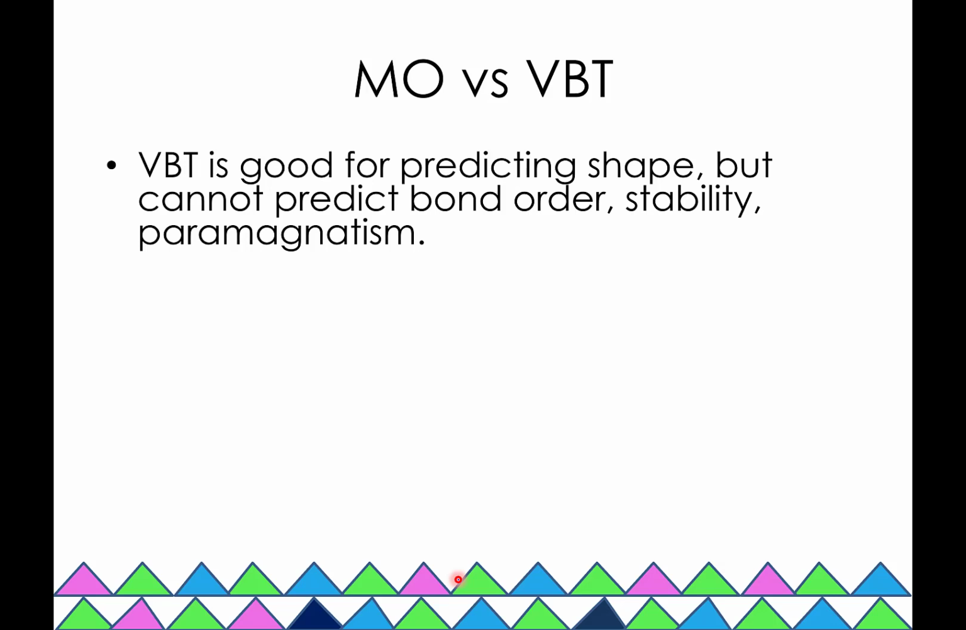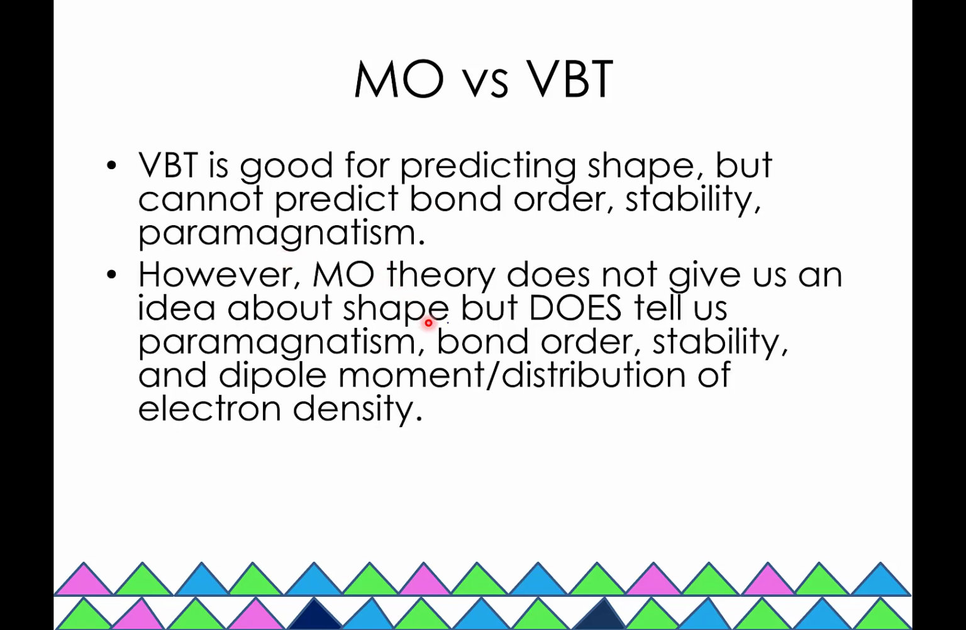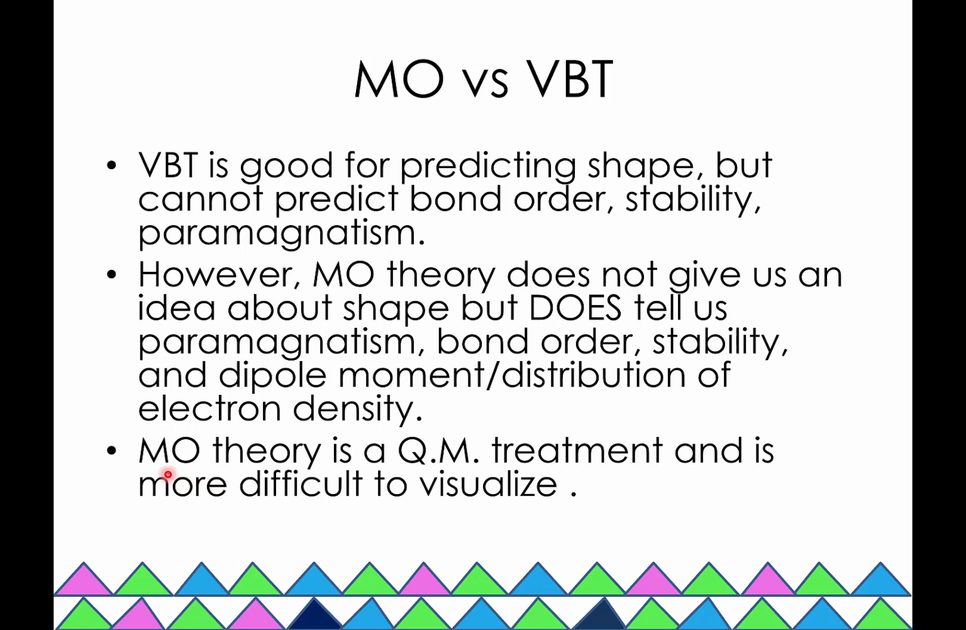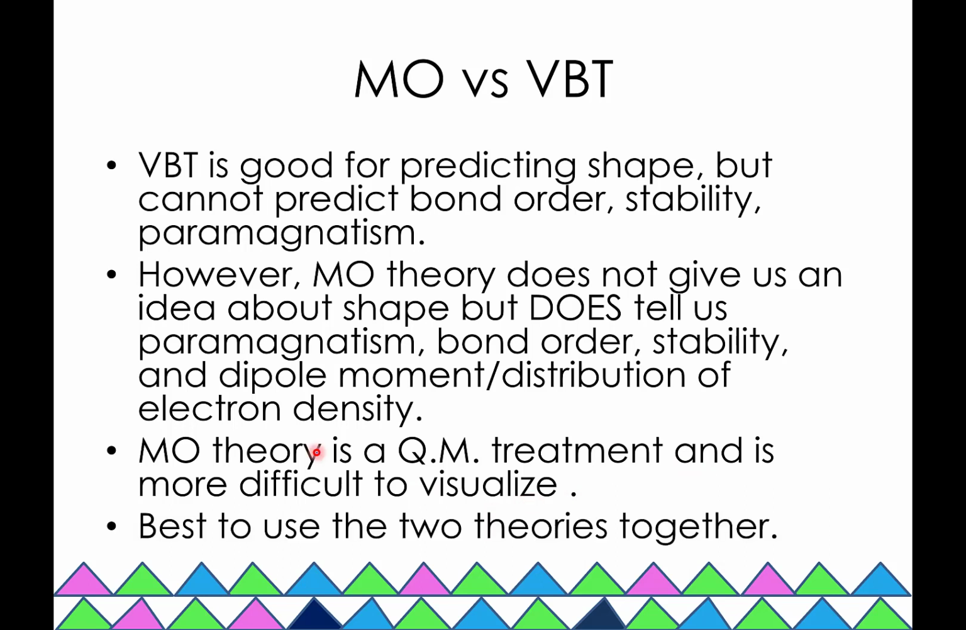Valence bond theory is really good for predicting shape, but cannot predict bond order, stability, or paramagnetism. And molecular orbital theory does not give us very much information about shape, but it does tell us about paramagnetism, bond order, stability, and also information about dipole moment and distribution of electron density. So molecular orbital theory is more accurate, but it's also more difficult to visualize. In Gen Chem 1, we often used these theories together to help give us an overall picture of the molecule.